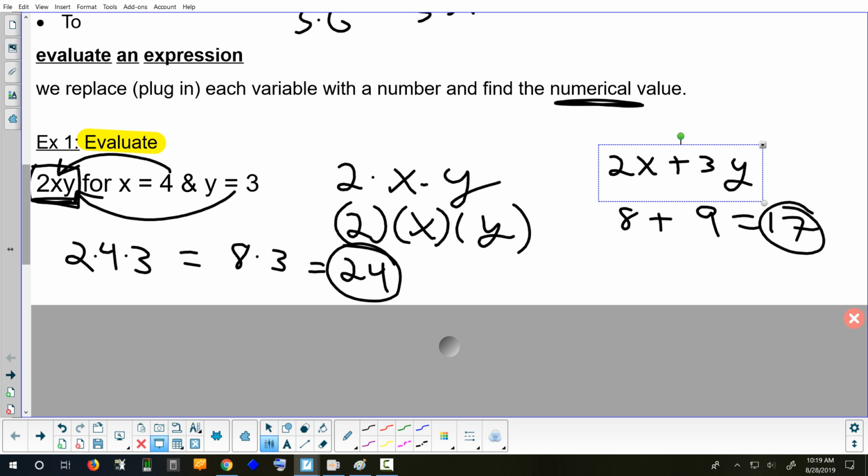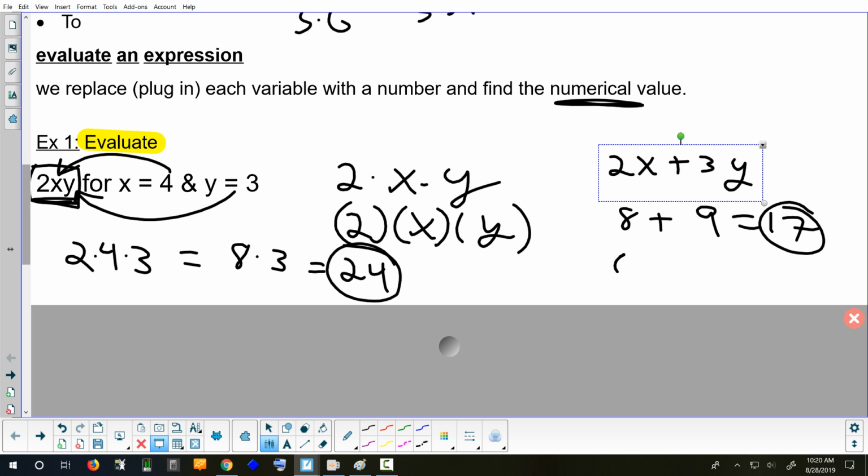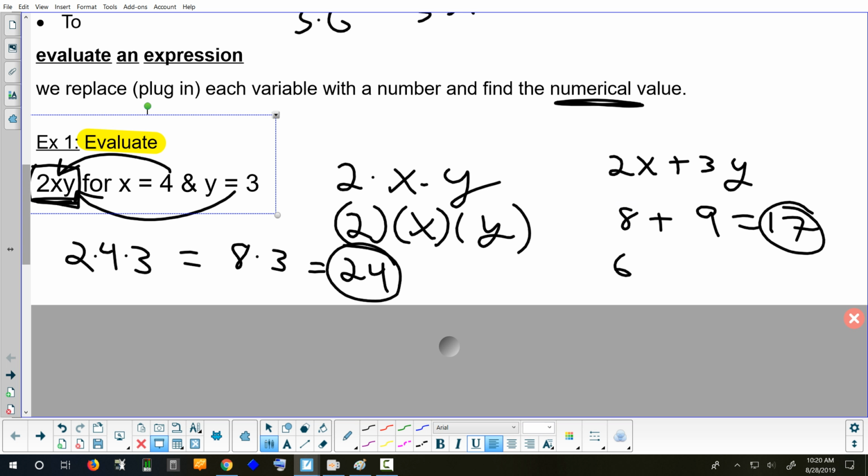Let's accidentally plug in 3 for the x. 2 times 3 is 6. Now let's plug in 4 for the y. This is wrong. We made a mistake. If you plug in 4 for the y, you get 3 times 4 is 12. Is 6 plus 12 17? No. So if you put the numbers in the wrong spots for the wrong letters, it can mess it up.